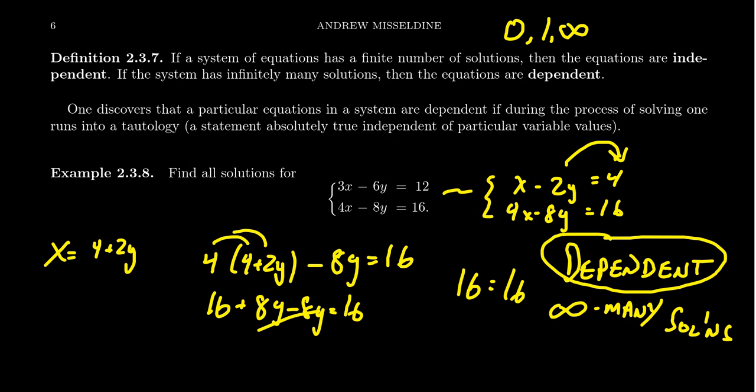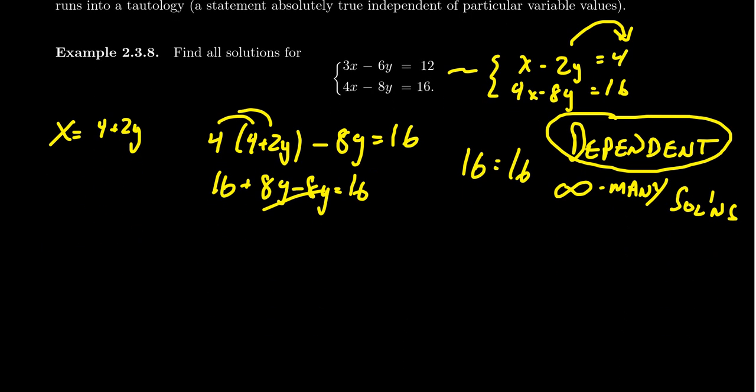So what we actually do, to kind of suggest where this name comes from, is choose one of our variables to be an independent variable. So there's these two variables in play here, x and y. It turns out that y is going to be an independent variable. Sometimes it's called a free variable. You have a free variable.